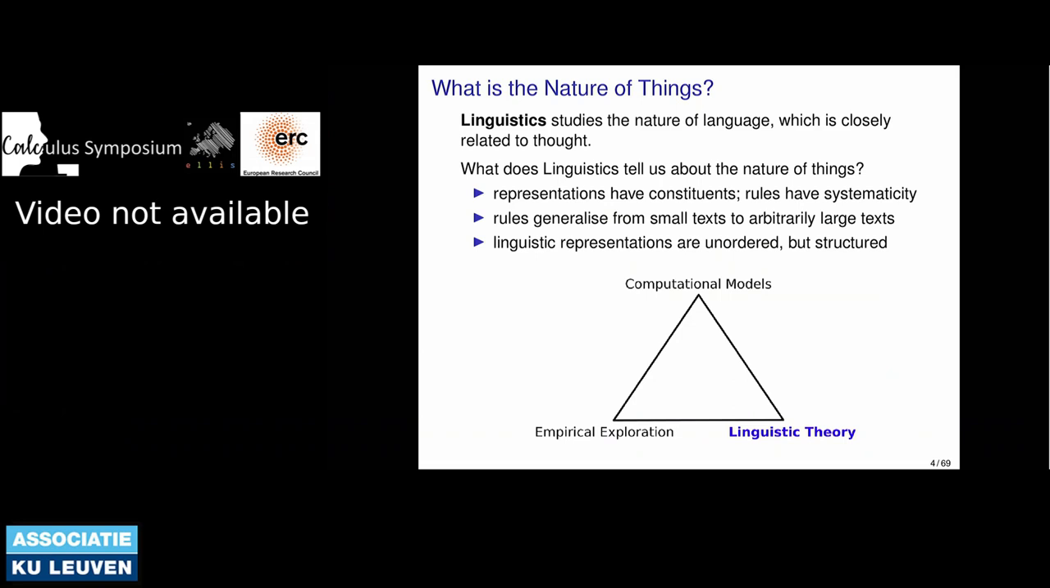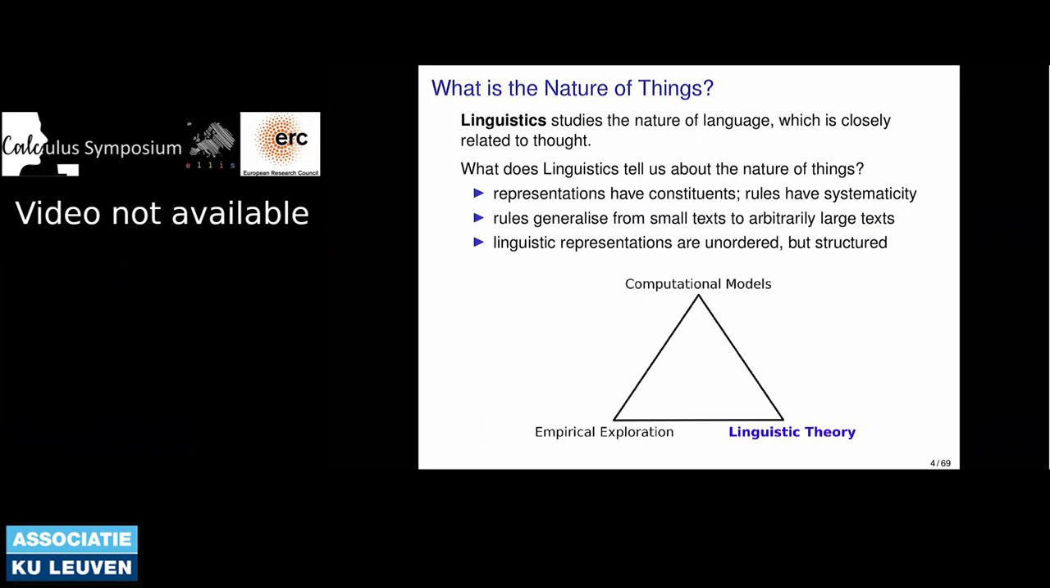So what does linguistics tell us about the representations of language? Well, first of all, there are constituents. Every level of representation has constituents. And the rules of language generalize across those constituents. That's what's known as systematicity. Also, we know that the rules that apply to short texts are the same as the rules that apply to long texts. You don't have to learn something new about language just because you're reading a sentence that's 200 words long and you've never done that before.